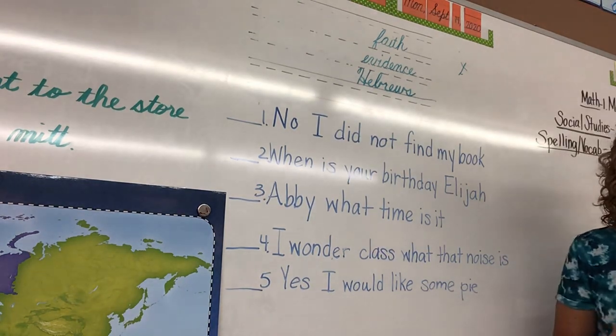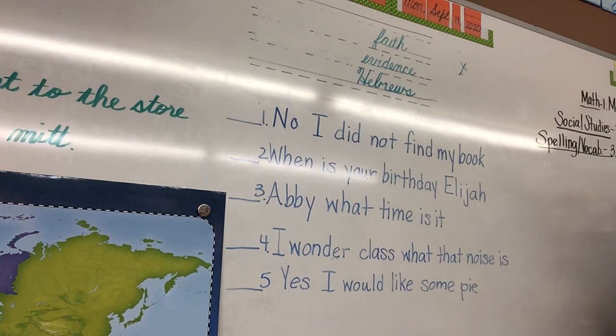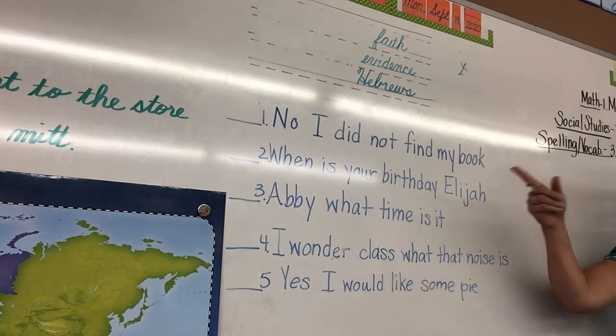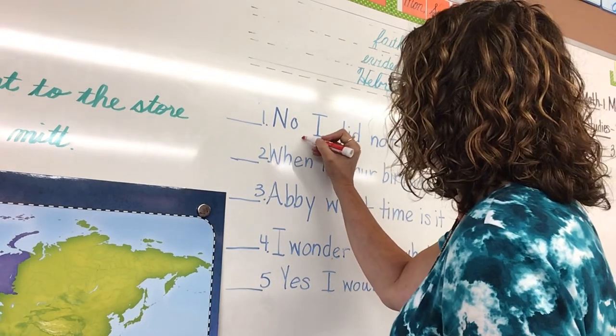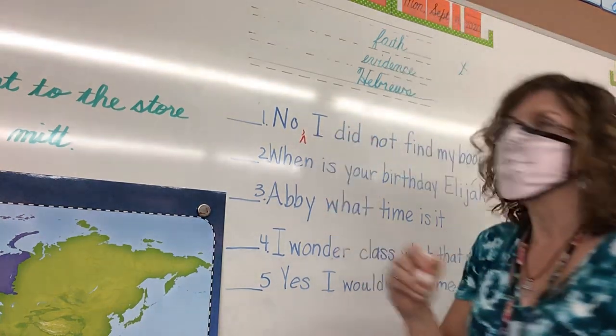So, our first sentence is, no, I did not find my book. Now, this is not gonna be on the quiz as far as commas. There are commas that we need to put in here, but telling me what kind of sentence it is and punctuating it, that would be on the quiz. So, what's one thing you can tell me about, no, I did not find my book? Abby? Put a comma after no. Yes. Put a comma after yes or no at the beginning of a sentence.